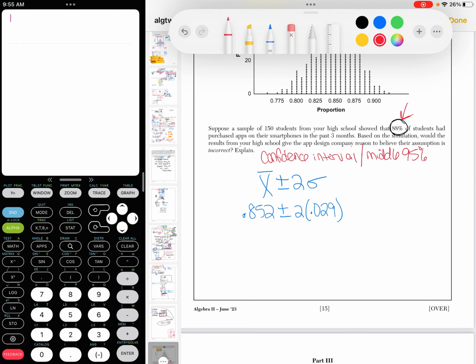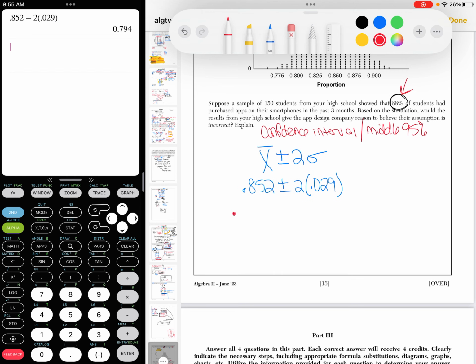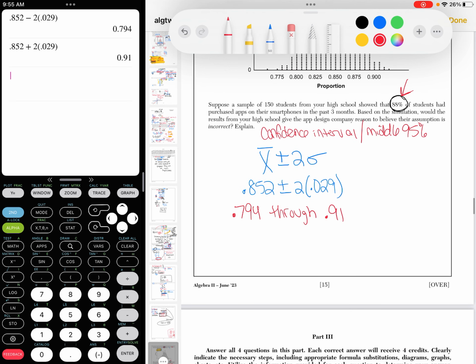So remember, I know we usually say plus or minus, but for finding the interval, you need 2 numbers. You need a number through a number, so I have to use both of those things. You are going to subtract the 2 numbers, so 0.852 minus 2 times 0.029. That'll get me my low end. I always do subtraction first because that's going to be this first number over here. Through, so that's the first number of my interval. Now I'm going to do that same thing, but with a plus. And I get 0.91.